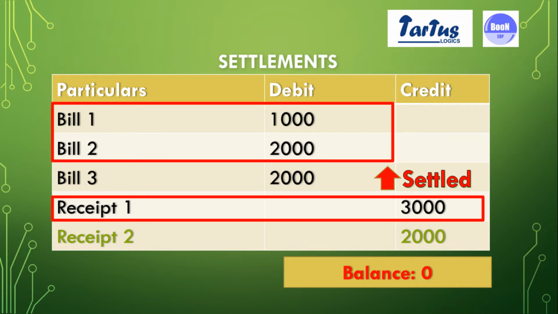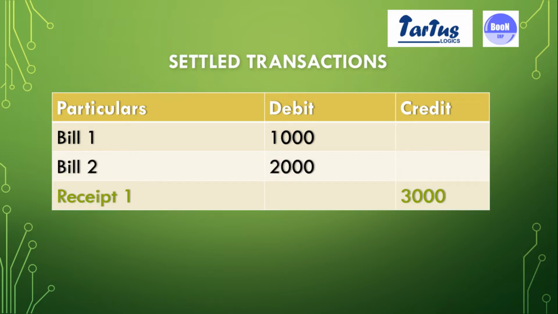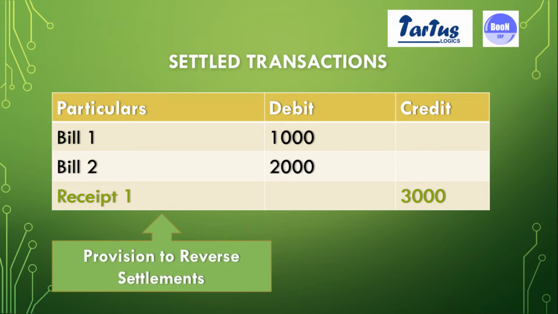We can settle bills with the receipt. Once settled, the outstanding report will no longer show the settled transactions. Settled transactions are available separately, which permits us to unsettle the transactions.